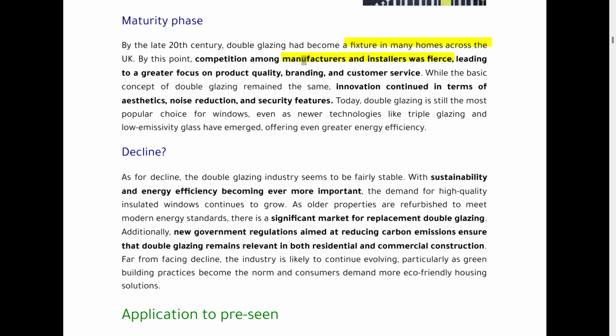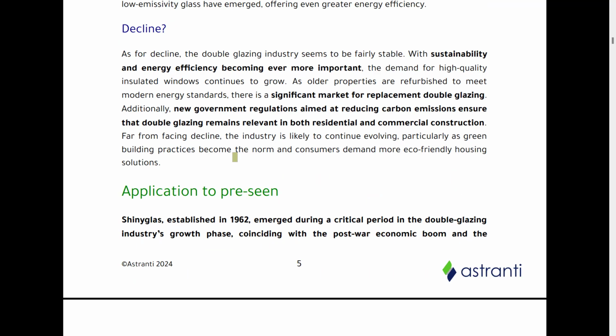So there was a greater focus on product quality, branding, and customer service. And there was continued innovation in terms of aesthetics, noise reduction, and security features, which continues today. The crucial question here is whether the industry looks like it might be declining. And at the moment, the double glazing industry seems to be fairly stable.